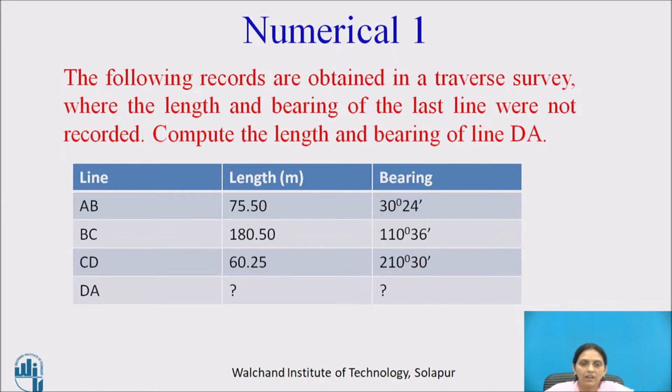So here, line AB is of length 75.5 meter and its bearing is 30 degree 24 minutes. Line BC is of length 180.50, bearing is 110 degree 36 minute. Line CD is of length 60.25 meter and bearing of line CD is 210 degree 30 minute, and the bearing and the length of line DA is missing here. So we will compute the bearing and the length of the line DA.